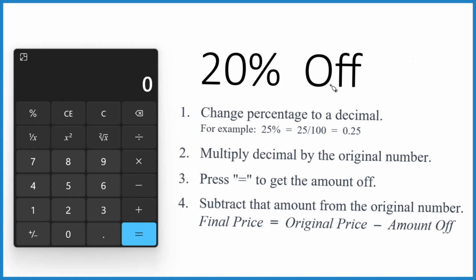So let's say we want to take 20% off $25. We'll change this 20% to a decimal. We take 20 and we divide it by 100. When we divide by 100, that gives us our decimal, 0.2. So then we take our decimal, that 0.2, and we multiply it by the original number. That's the $25 there. 0.2 times 25, that equals 5.